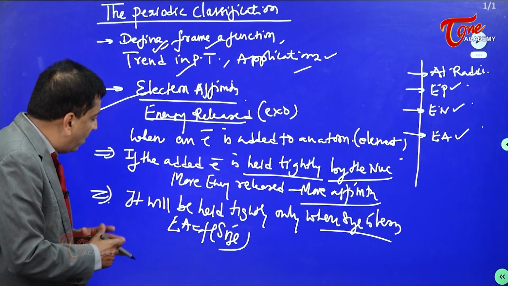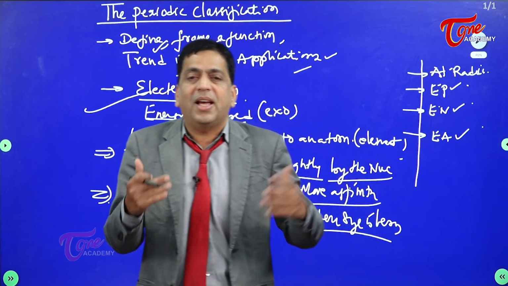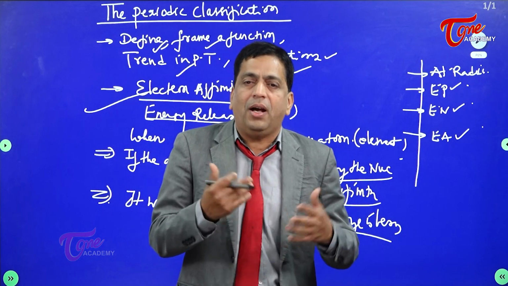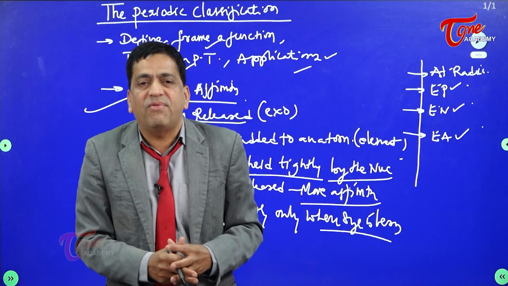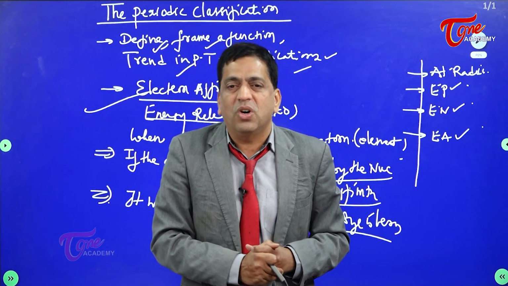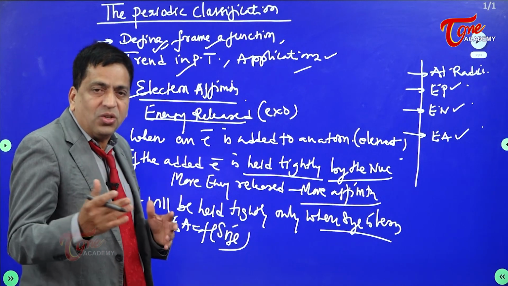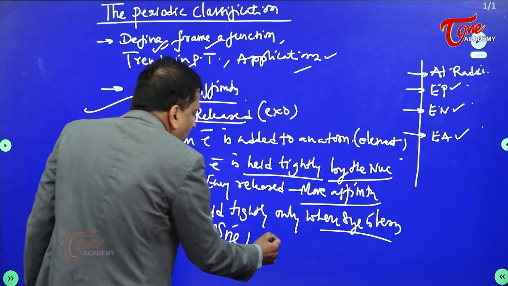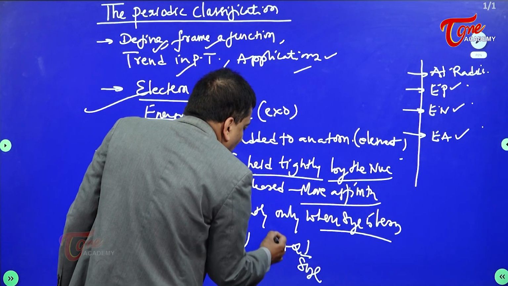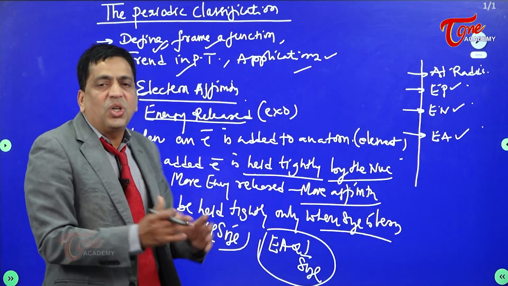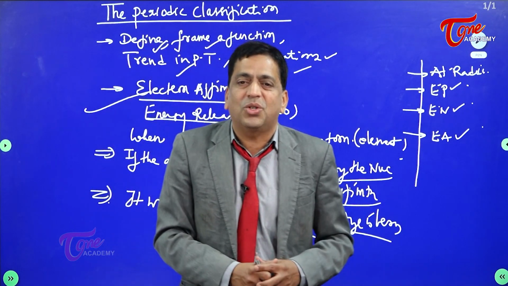So then I continue telling you that it will be held tightly only when the size is smaller. When the size is smaller, the nuclear force of attraction would be higher. So when you add it, I catch really tightly, and then more love, more affinity, more energy is released. That's nothing but electron affinity. So finally, electron affinity is a function of size. To have a perfect relation, electron affinity is inversely related to size. So ultimately, we are coming back to the size, which is extremely important.